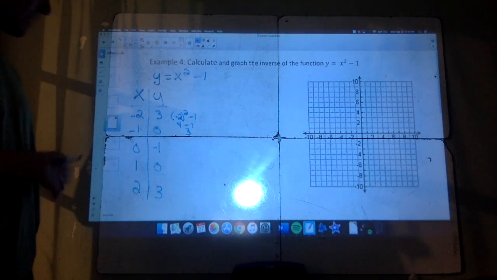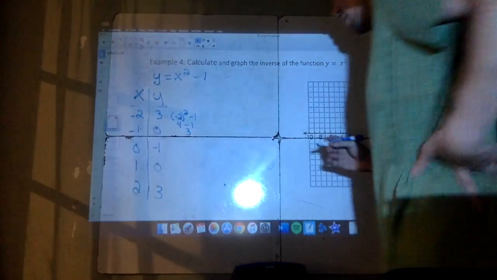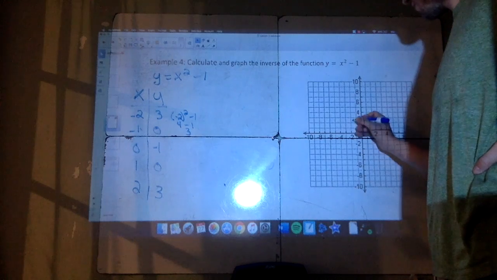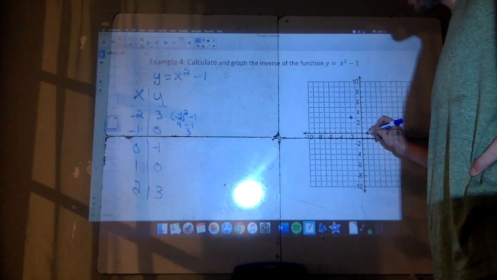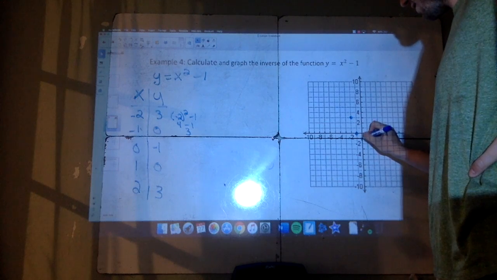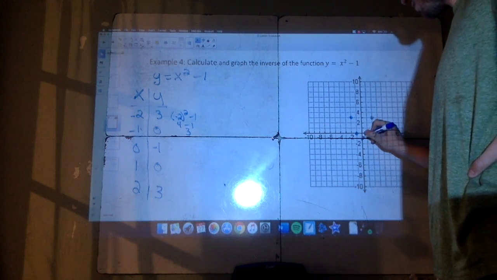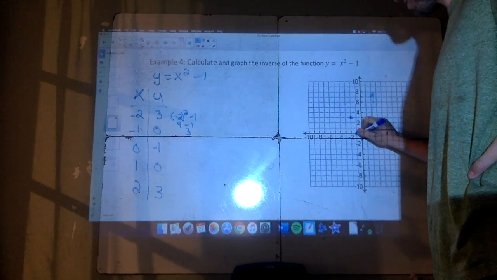So here's what I got for my table. Just remembering when you put it in, you have to have parentheses. So let's graph our quadratic first. -2, 3, -1, 0, 0, -1. Oh, it's right at that gap, huh? 1, 0, and 2, 3. So that's our quadratic function.